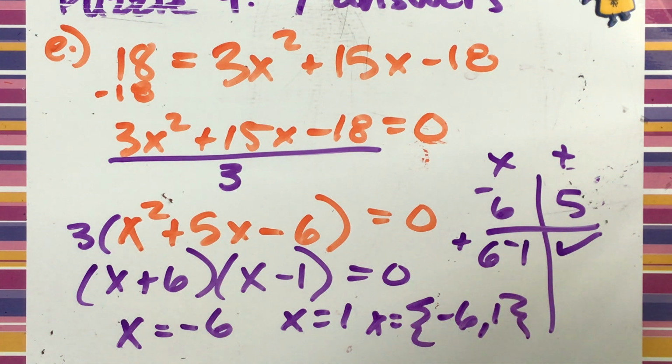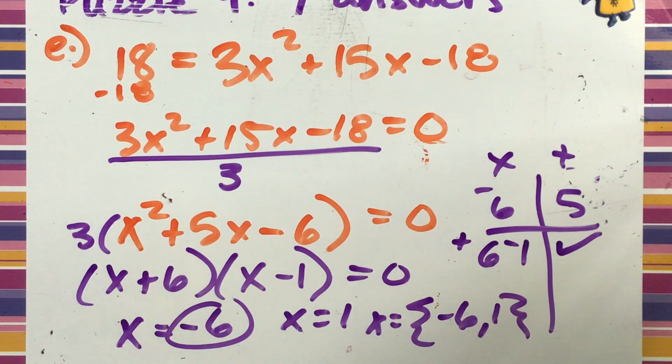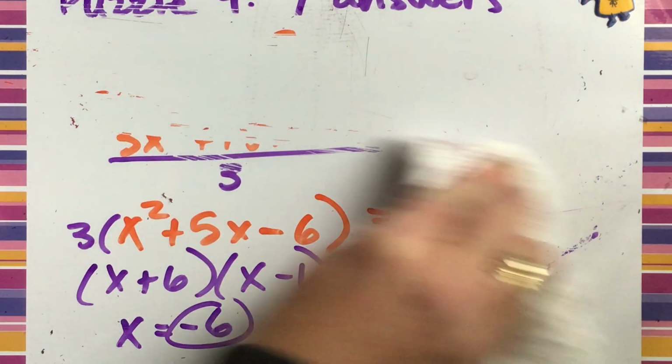And what is it actually asking? E is asking, what's the negative solution? Oh, well, it's negative 6. Okay, so that's my winner. So I'm going to add that to my list here. E is negative 6. Okay. Oh, I have 2 more. Hang in there.